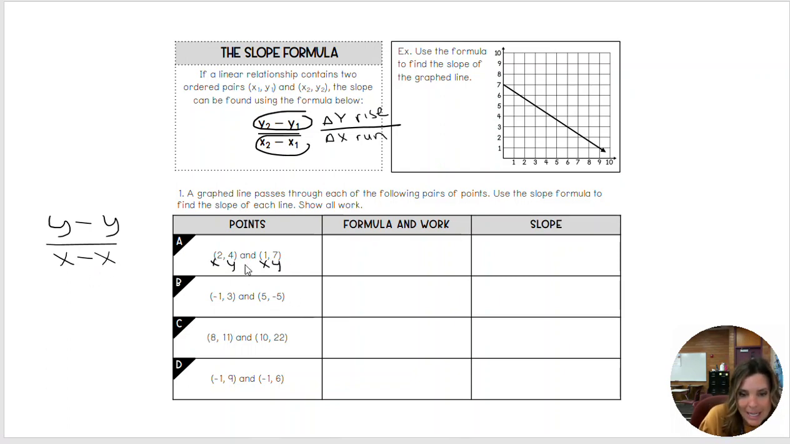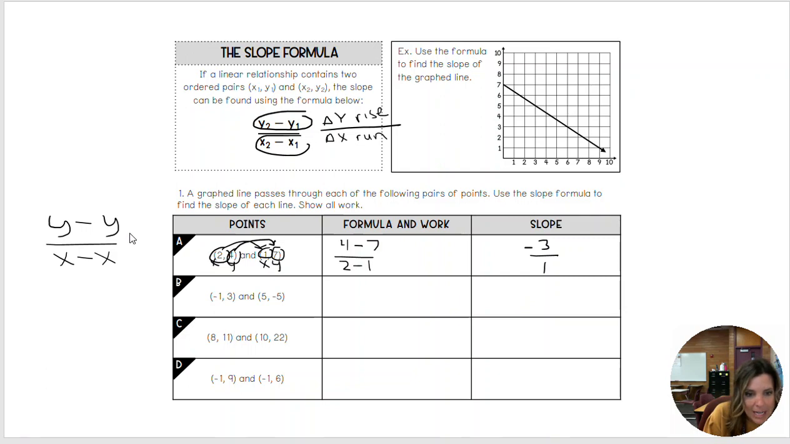So instead of the y in our formula, we're going to plug in a 4. Then we do our subtraction sign, and then our other y, 4 minus 7. That goes on the top of our fraction. On the bottom of our fraction, because we did this y minus this y, we have to do this x minus this x. So on the bottom, we do our change of x, 2 minus 1. Now when we simplify that, that just gives us our slope. 4 minus 7 is negative 3, so that's our rise. And then 2 minus 1 is 1.